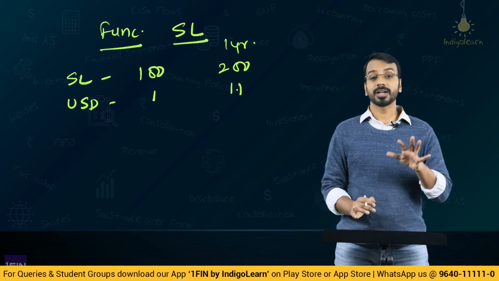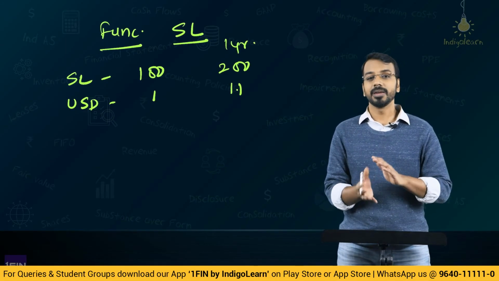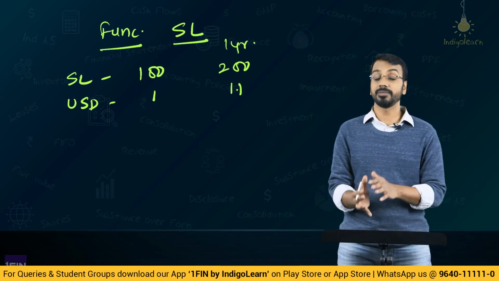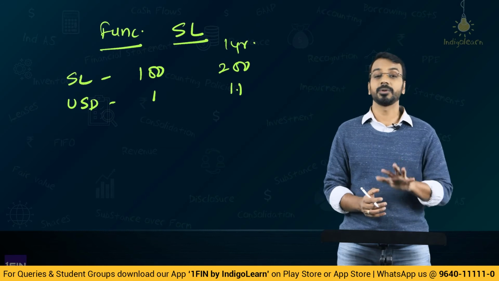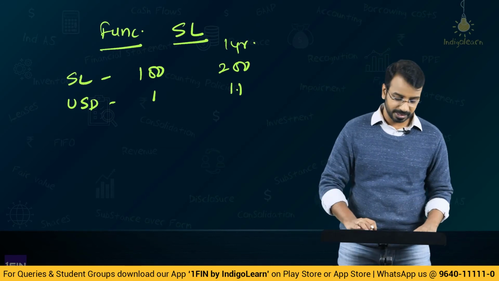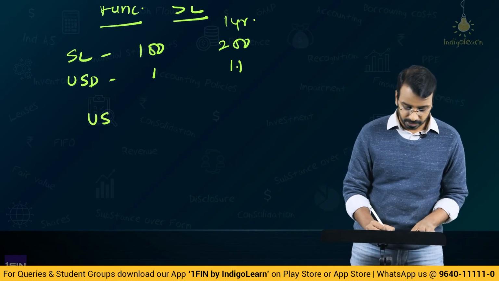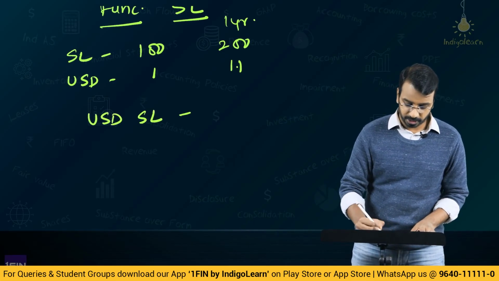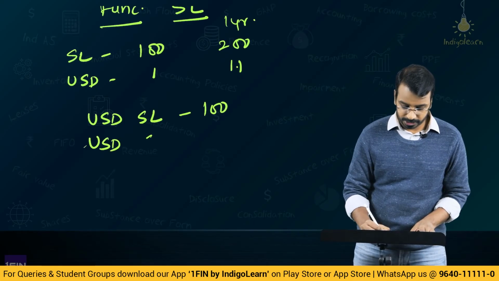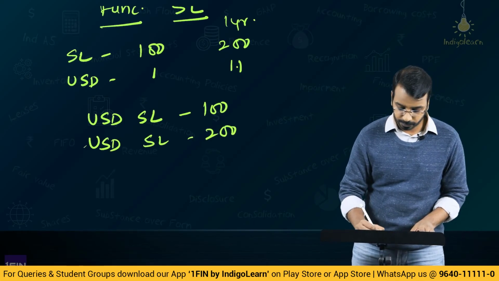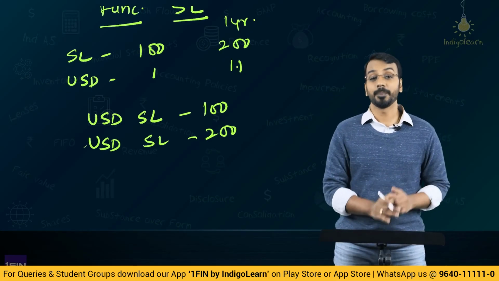Now, the problem with a currency being a currency of a hyperinflationary economy is that when we restate or translate the financial statements, they may not give a very true or clear picture. For example, if today the exchange rate is USD to Sri Lankan rupee 100, and after 1 year it is 200, then when you translate the financial statements, they may not be comparable.